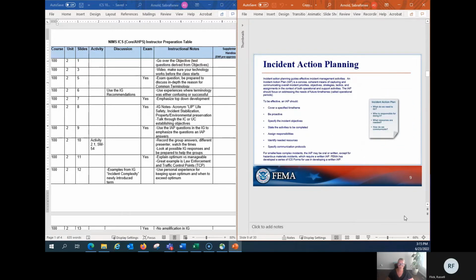Slide 9, another exam question coming from here, and we want to use the questions that are in the IG for the incident action planning to really emphasize it and using the answers there.